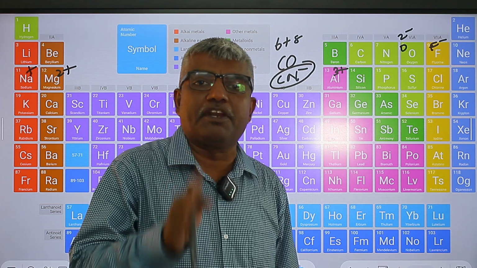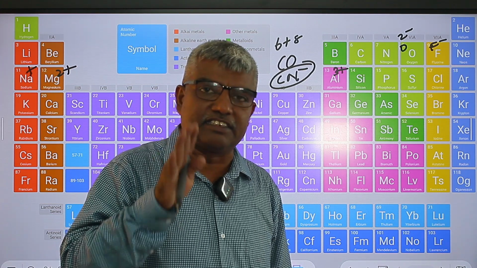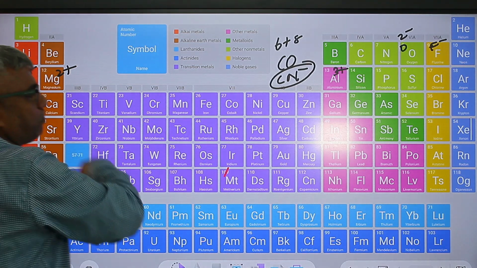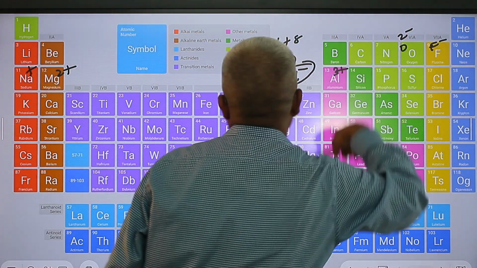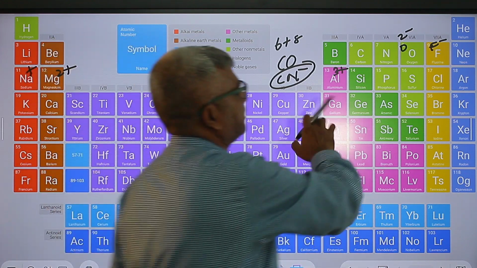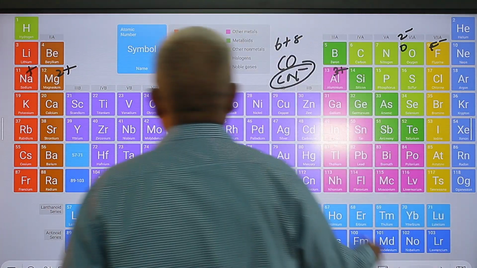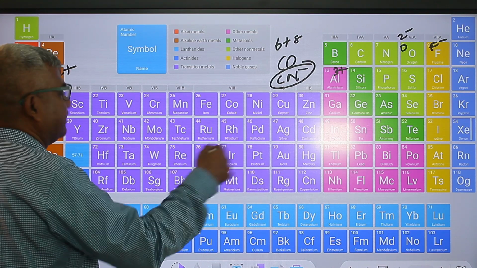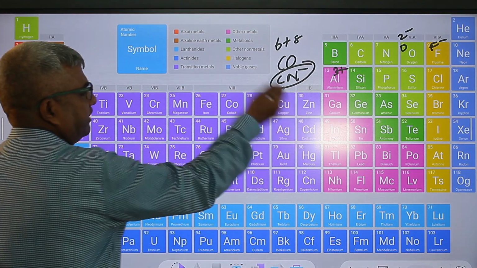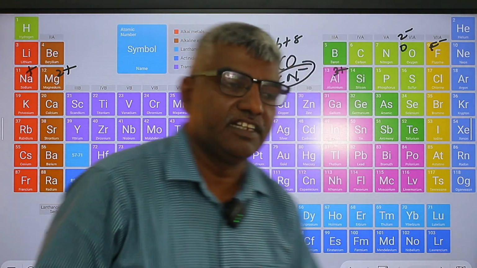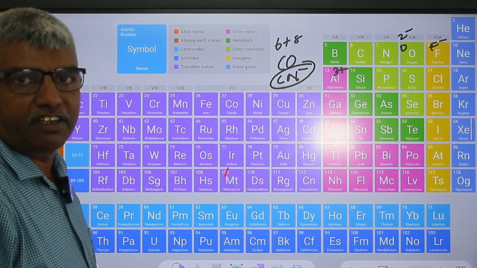I am splitting periodic table memorization into 3 classes. In the first class we are memorizing S block and P block elements. S block is these 2 columns. P block is the 6 columns. The next day we are going to memorize D block elements. Then on the third day we are going to memorize F block elements.